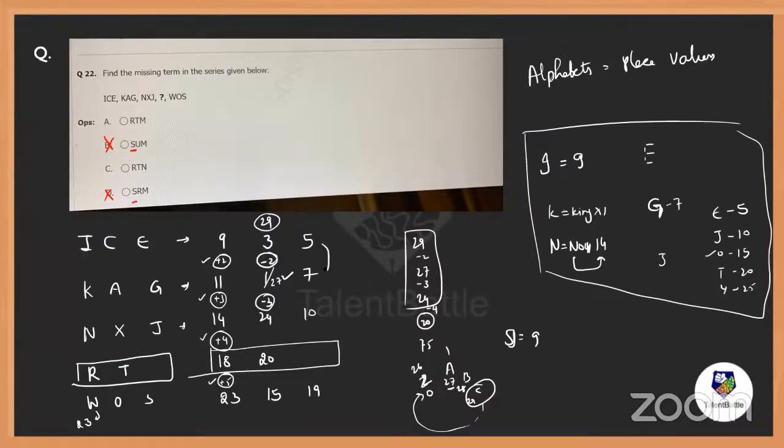Now let's check the last. 5 plus 2, 7 plus 3. So definitely next is plus 4. 10 plus 4 is 14. 14 is N. So the answer must be RTN, which is option C. Isn't that a crystal clear question, everybody? Yes or no?